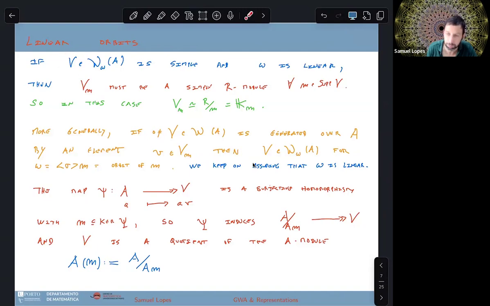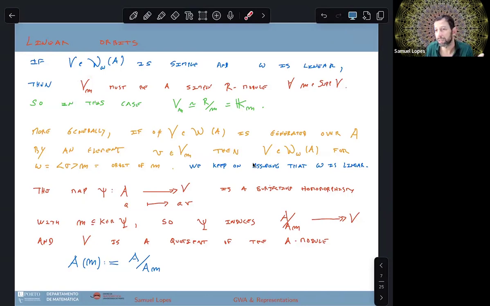If I also assume that this weight module is simple, this will force any non-zero weight space to be a simple module over R. And you can think a little bit about this. V_m can be zero, and that's fine. But if V_m is not zero, it should be simple as an R module. It's more fun if you try to convince yourselves of why this is true and why I need to be assuming that the orbit is linear to say something like this.